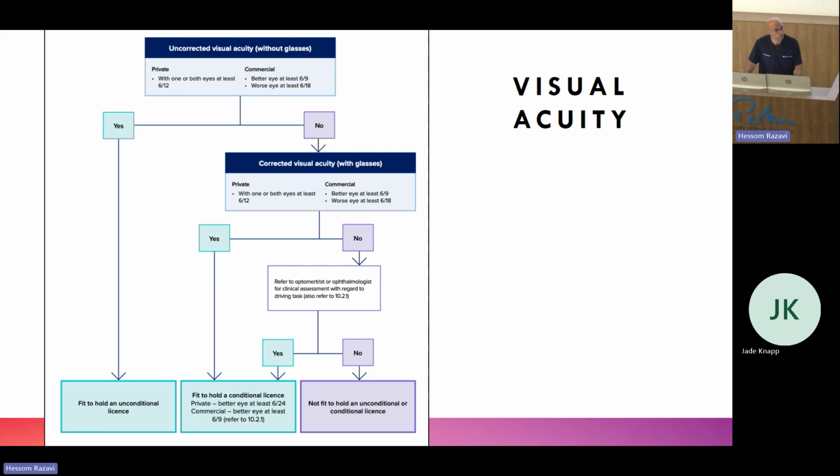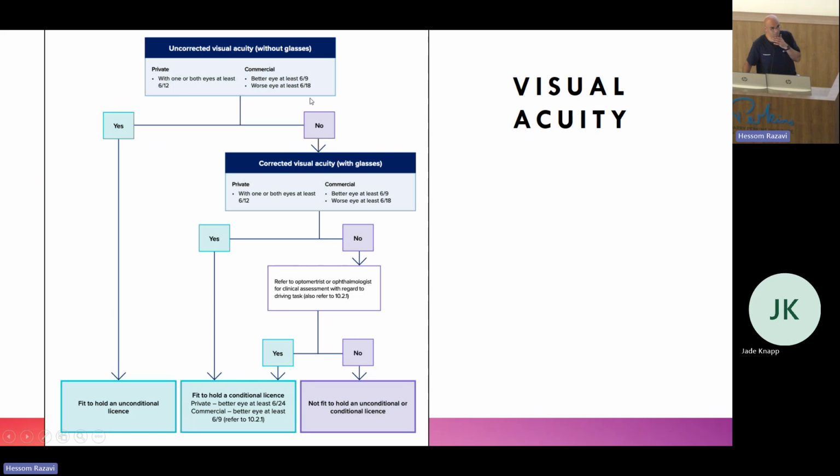If no, for a private driver's license, then you've got to refer them back to an ophthalmologist or an optometrist for clinical assessment of driving. So if they're close to 6/12, let's say, some will potentially get across the line for a conditional driver's license. But usually if they're nowhere near 6/12, it's game over. So not fit to hold an unconditional or conditional driver's license. That's for private driver's licenses.